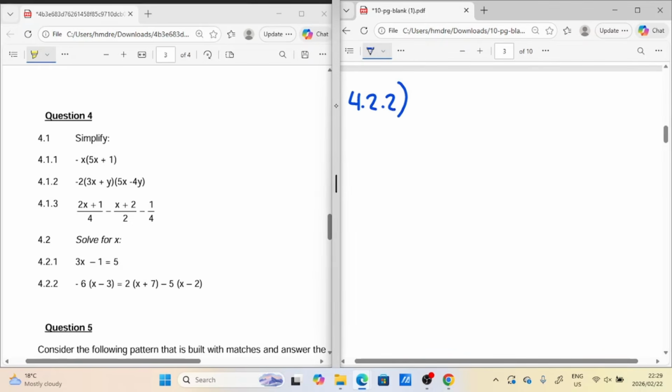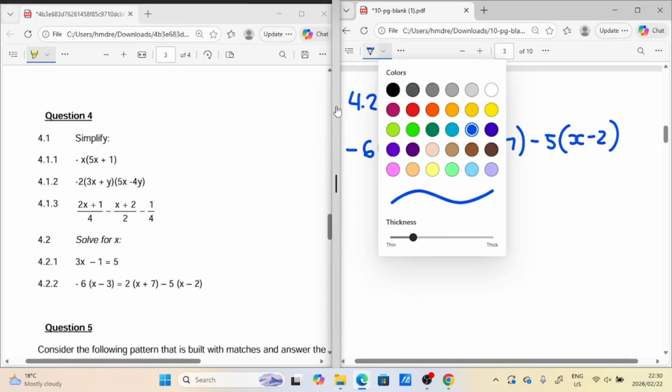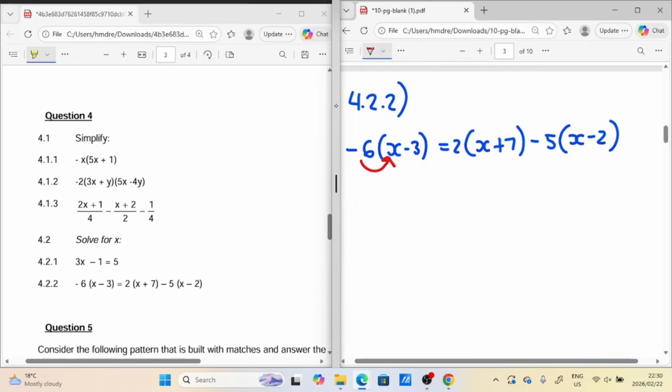4.2.2. It's a longer one, but it's the same principle. Let's work it out. We've got negative 6 times x minus 3 is equal to 2 times x add 7 minus 5 times x minus 2. First things, we've got to get rid of these brackets. So it's going to be minus 6 times x, negative 6x. Minus 6 times minus 3 is positive 18.